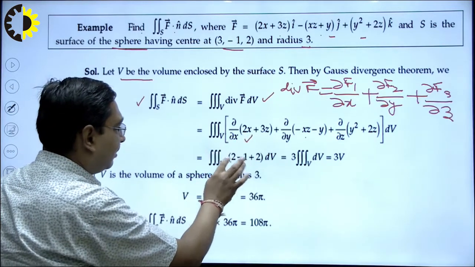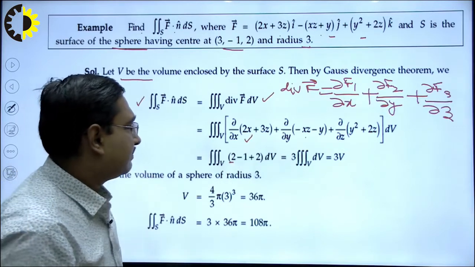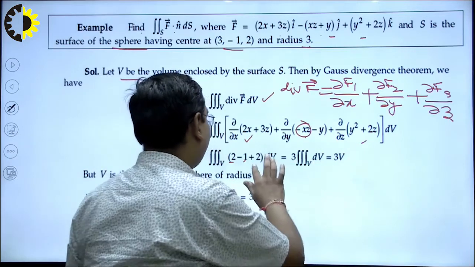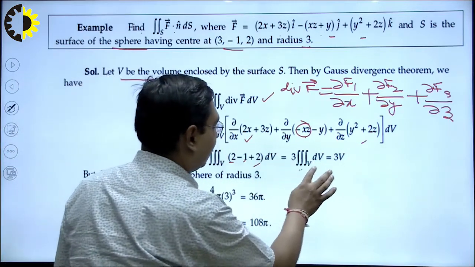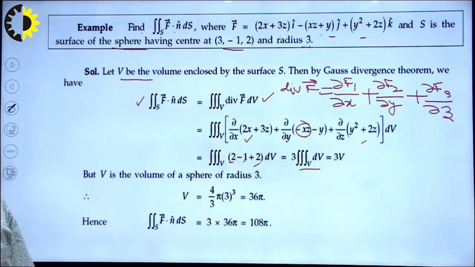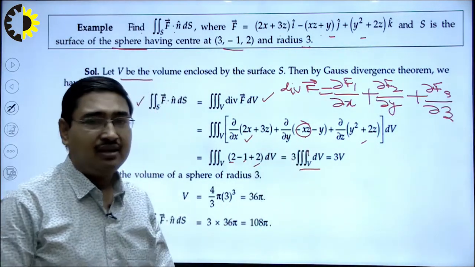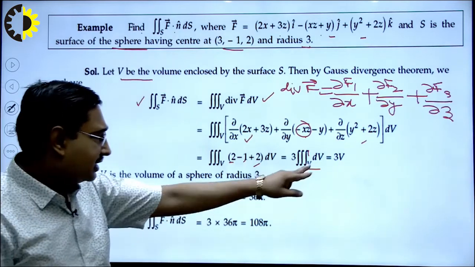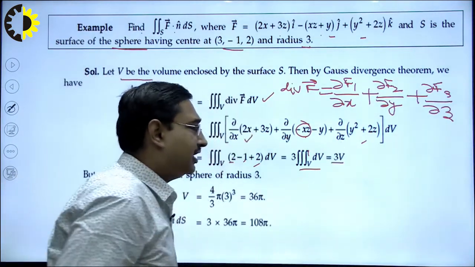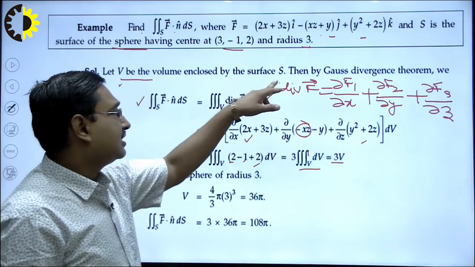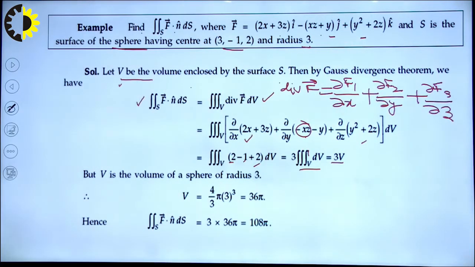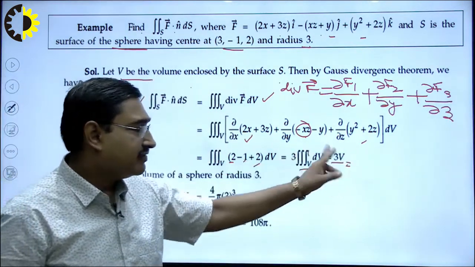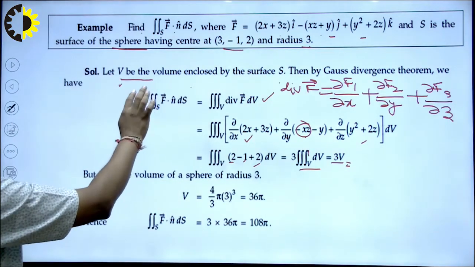This term will give 2. Differentiating with respect to y, the xz term will be 0, and I will obtain minus 1, and this term will give 2. Simplification gives 3 times the triple integral over V of dV. We know that if there is merely 1 inside a triple integral, then it represents the volume of the region. So this integral will give 3 times V, where V is the volume of the region bounded by the surface S. Now we shall calculate 3V, and substituting its value here, the value of this surface integral will be evaluated.